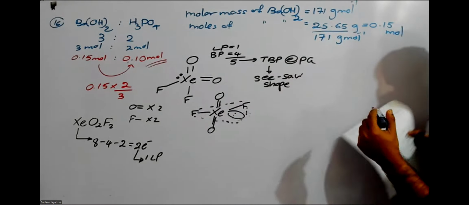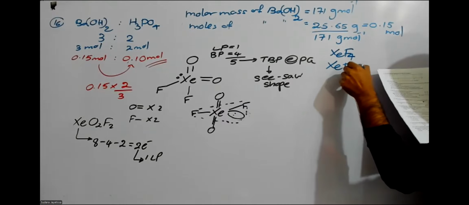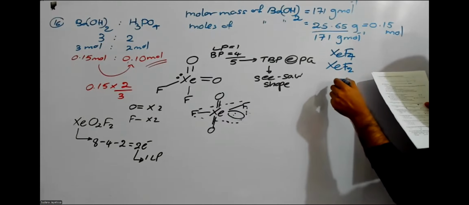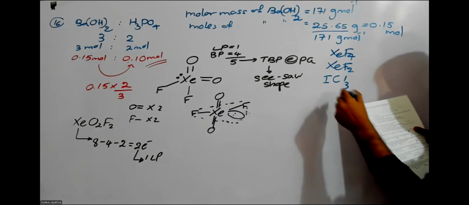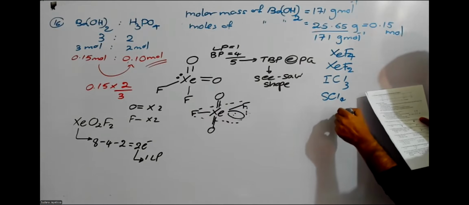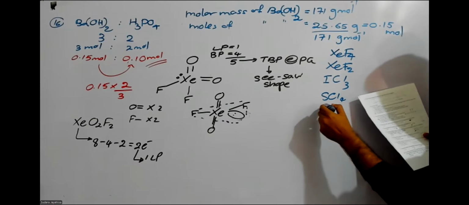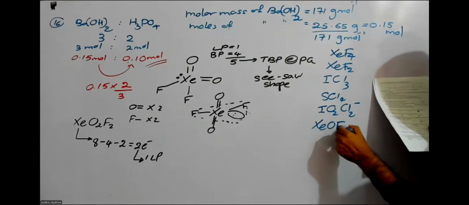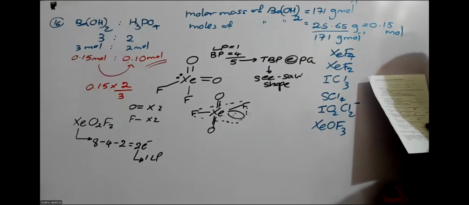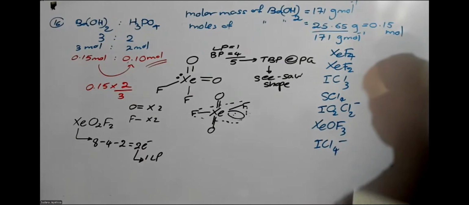So the molecules, there are several different molecules. We have XeF4, and then we have XeF2, and ICl3. I think we have a shortcut. Let's see. SCl4, ICl3 is again repeated. IO2Cl2 minus, XeOF3, and ICl4 minus.